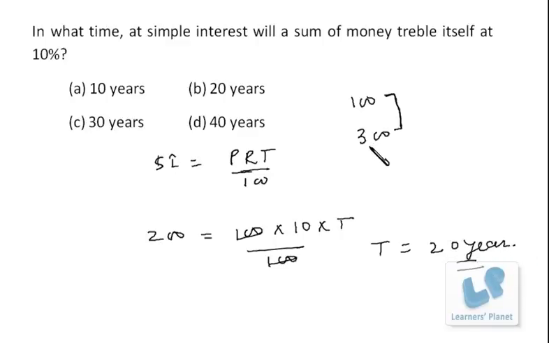You should be clear that if the amount is getting tripled, that means the difference, or the interest portion, is 2 times. Okay, that is, if we started with the principal as rupees 100 and we are getting 300 after some period of time, that means 200 is the simple interest. So the simple interest value 200 I put over here. After filling in the remaining data, we get the time period as 20 years. Okay.